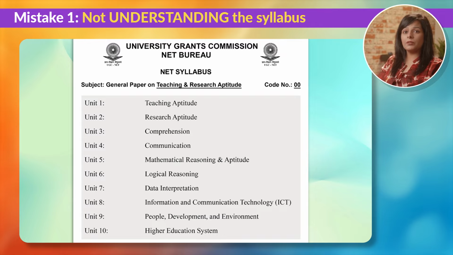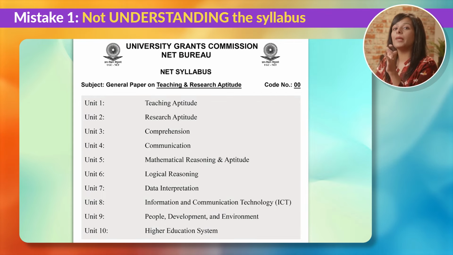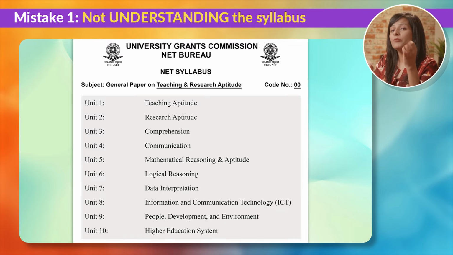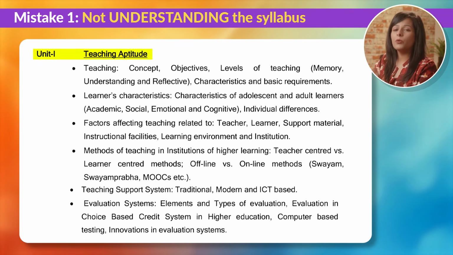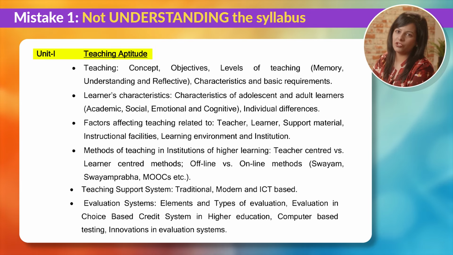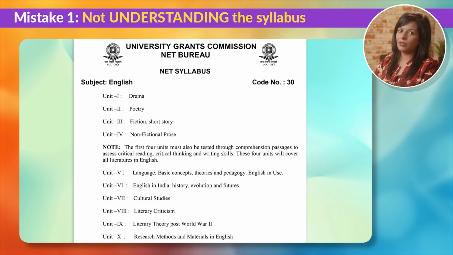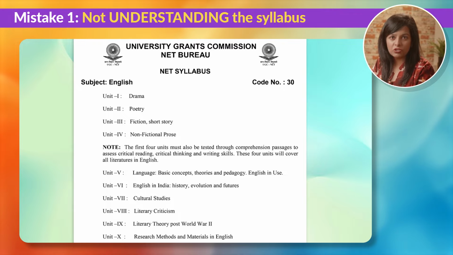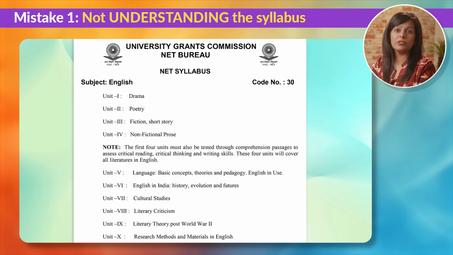Let's take paper 1, for instance. The syllabus may look manageable on the surface, but if you depend solely on this official syllabus, you are setting yourself up for failure. Take Unit 1, Teaching Aptitude. The syllabus nowhere mentions metacognition, yet 16 questions from it have been asked in the past 5 years. Similarly, for paper 2, English, students often complain the questions were out of syllabus.